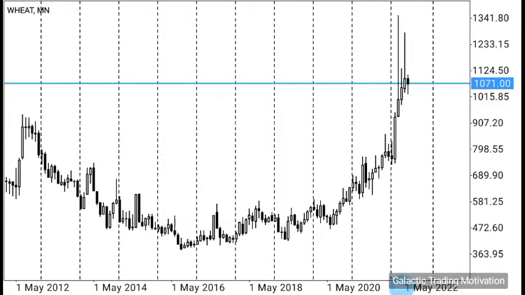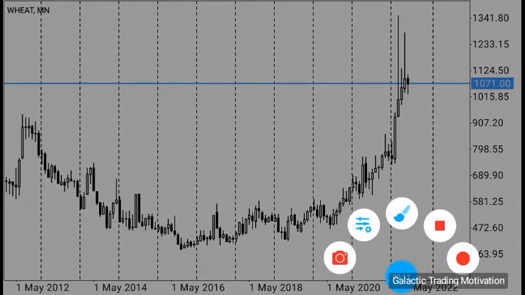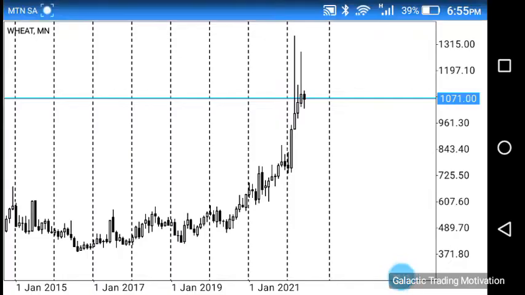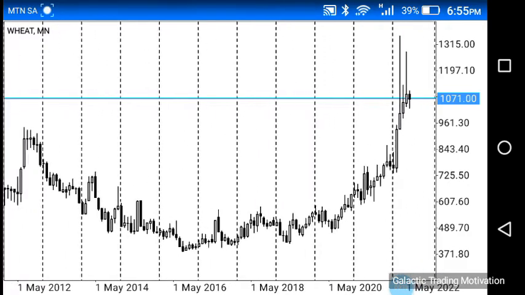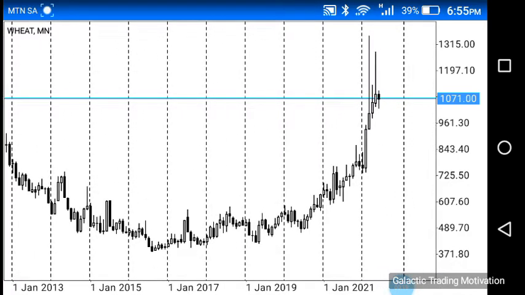So you guys can see that I've got the monthly chart of wheat open. And one of the first questions that we need to ask ourselves is, what do we see on our monthly chart? What is it that is of interest that we should be looking at?